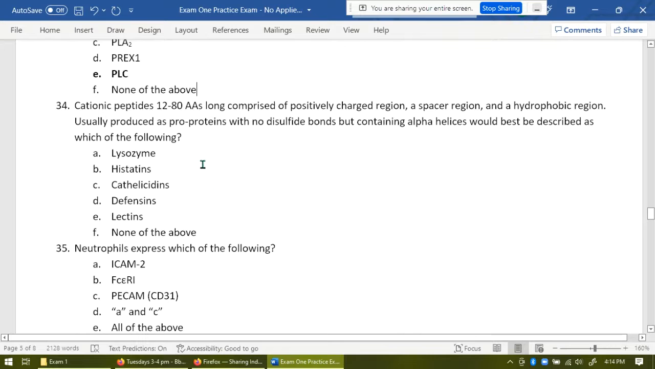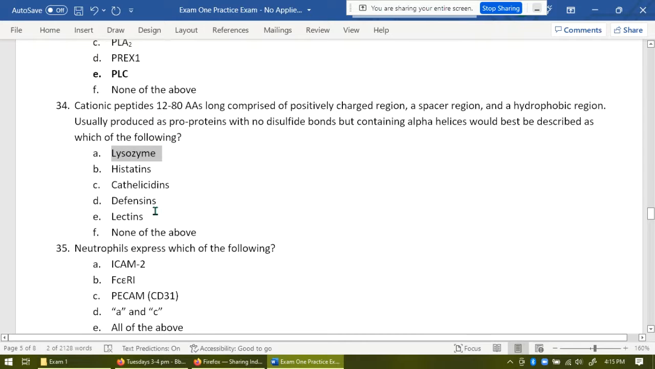Cationic peptides, 12 to 80 amino acids long, comprised of a positively charged region, a spacer region, and a hydrophobic region. Produces proproteins, no disulfide bonds, but containing alpha helices. Which of these would it be? This one was actually an extra credit question, so if that makes you feel any better about not knowing this one, so be it.